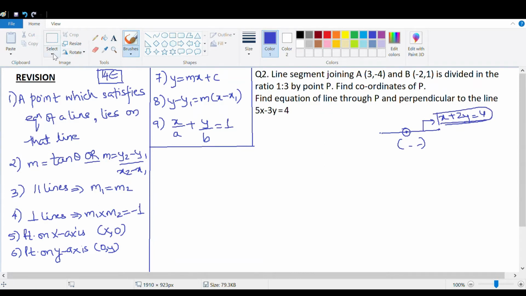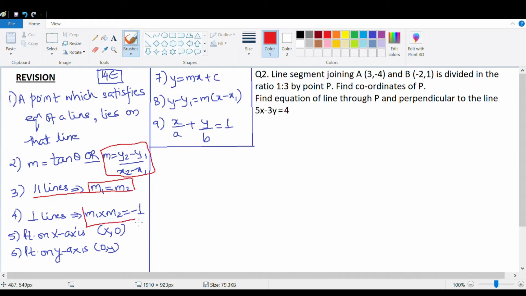Perfect. Next, if I have to calculate the slope of a given line, it can be calculated by the formula m is equal to tan theta, where theta is the angle which it makes on the positive side of the x-axis, or the formula m is equal to y2 minus y1 upon x2 minus x1. This is the formula that we've been using a lot in this chapter. Next, a set of two parallel lines will always have their slopes equal, so m1 will be equal to m2. In case two lines are perpendicular, then the product of the slopes of those two lines will be equal to -1.